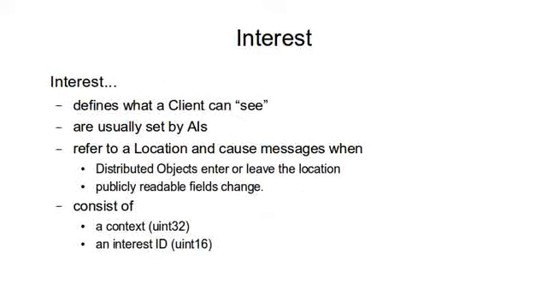And at last, let's have a closer look at interest. Interest defines what a client can see, namely what objects it gets information about. They are usually set by AIs, because if clients were allowed to set interests for themselves, they could elicit more information from the server than they should have. Interests are set in locations, and they cause messages to be created to the client having its interest if a distributed object enters or leaves that location, or publicly readable fields of a distributed object in that location change. As a message payload, they consist of an interest ID and the ID of a context in which that interest is set. The context mechanism is provided to make managing interests easier.